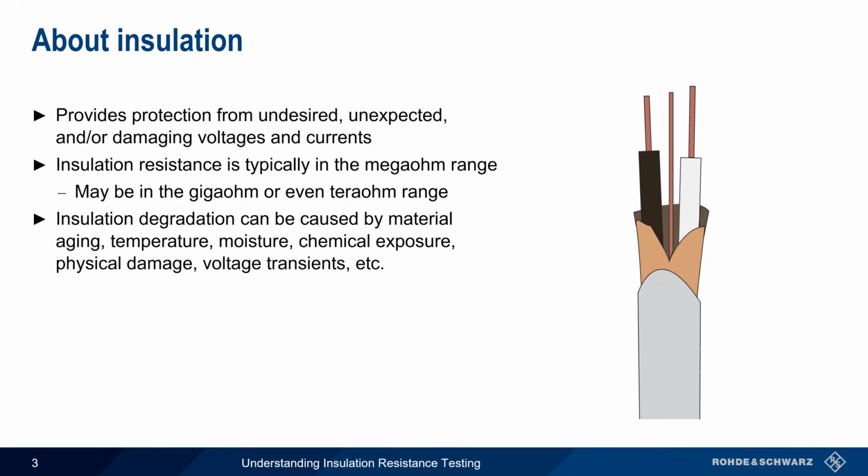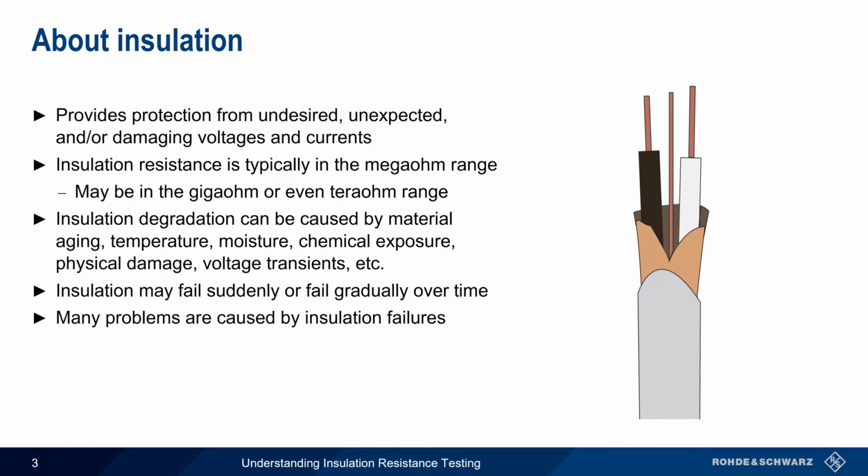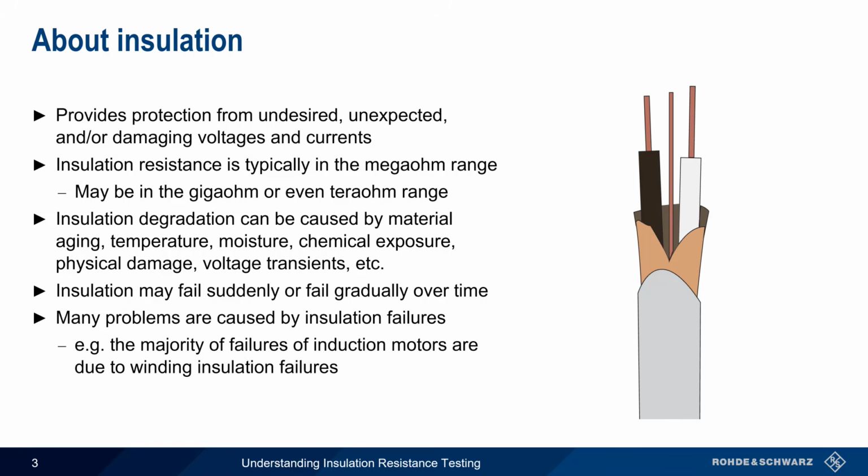Insulation can, however, lose its effectiveness or be degraded by a wide variety of factors, including material aging, temperature, exposure to moisture or chemicals, physical or mechanical damage, very high voltages, etc. This effectiveness may decrease gradually over longer periods of time, or may occur suddenly. And failure of insulation can lead to many different types of problems. For example, the most common reason why induction motors fail is due to degraded or faulty insulation in their windings.